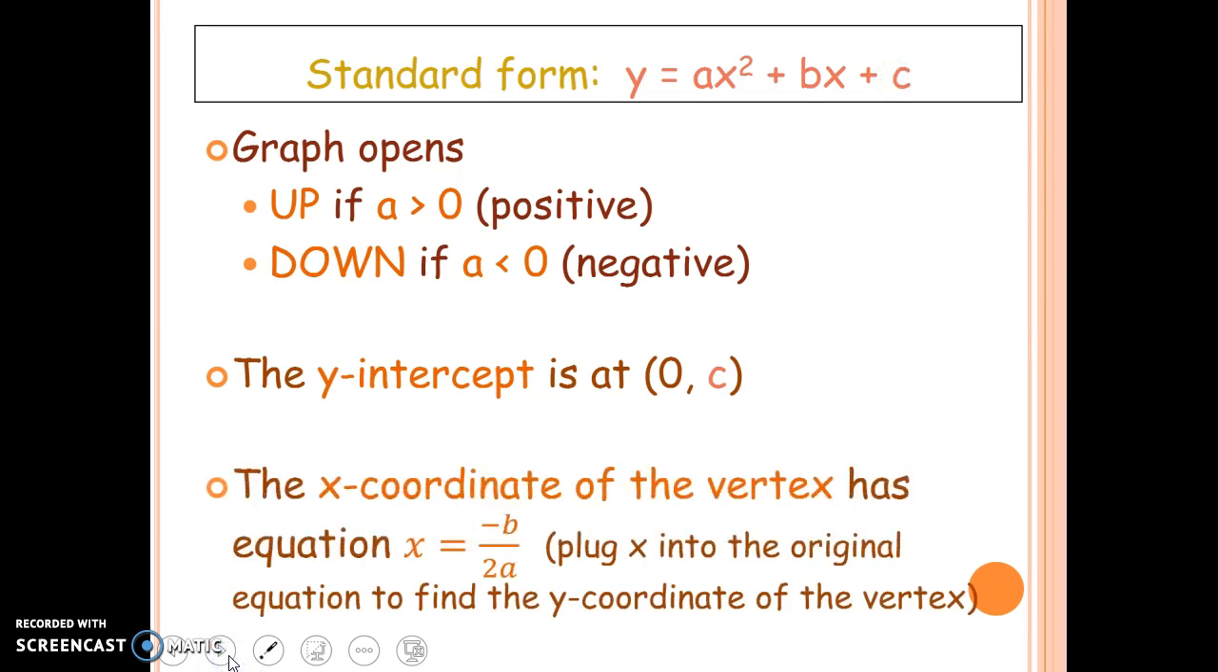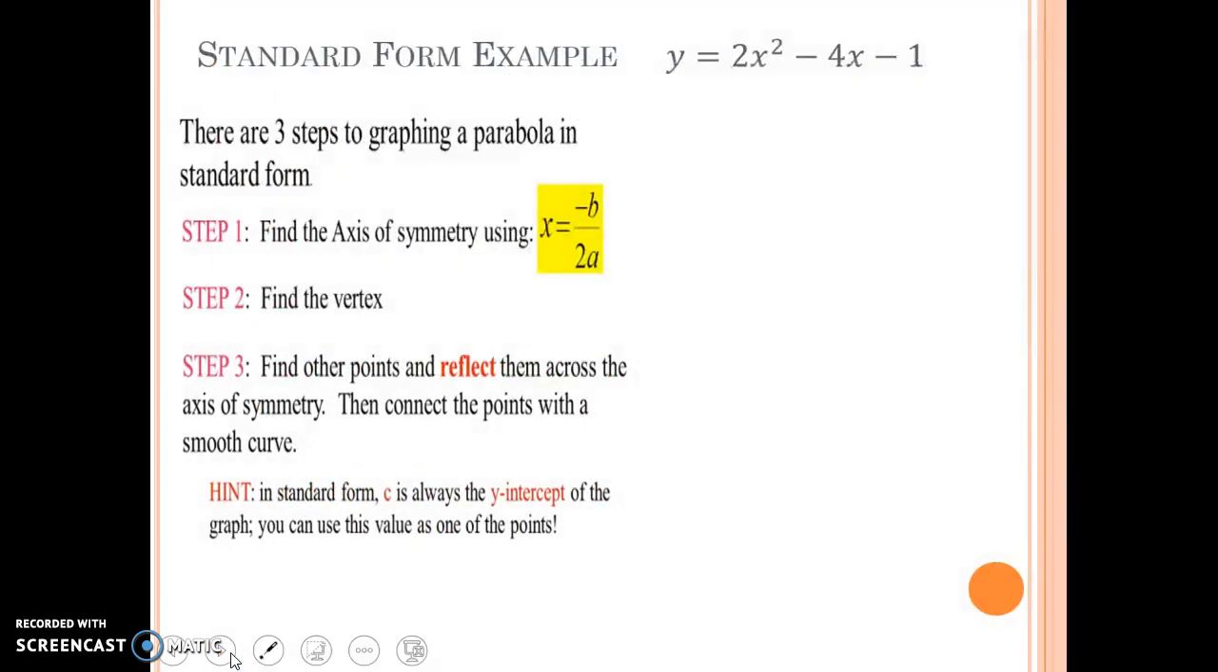The x-coordinate of the vertex can be found by using this equation: x equals the opposite of b over 2a. Notice that I said the opposite of b because it is the negative of b. So if b is negative, that numerator is going to be positive. You're going to plug that x into the original equation to find the y-coordinate. This formula gives you the x-coordinate, and then once you get it, you plug it into the equation to get the y-coordinate. So let's look at an example of standard form.